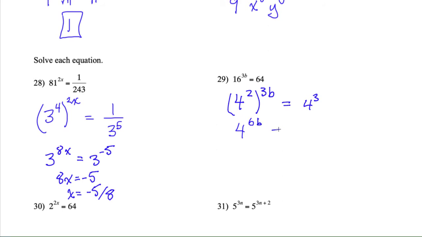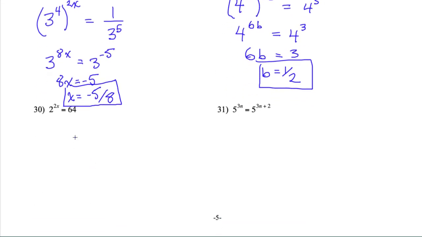B is equal to 4 to the power of 3. Therefore, 6b is equal to 3. And from there, divide both sides by 6, and b is equal to 1/2. I guess I should be boxing my answers here.